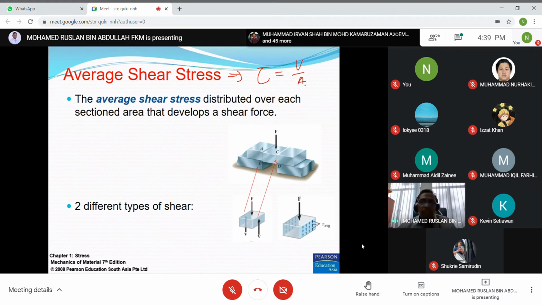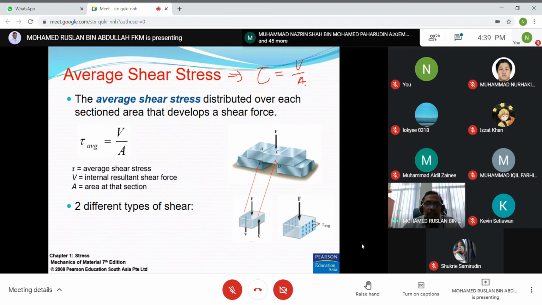So for the average shear stress, we have two different shears, what we call single shear and double shear. What is the single shear? What is the double shear?